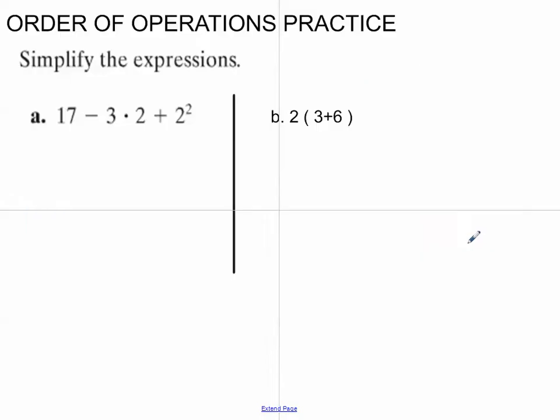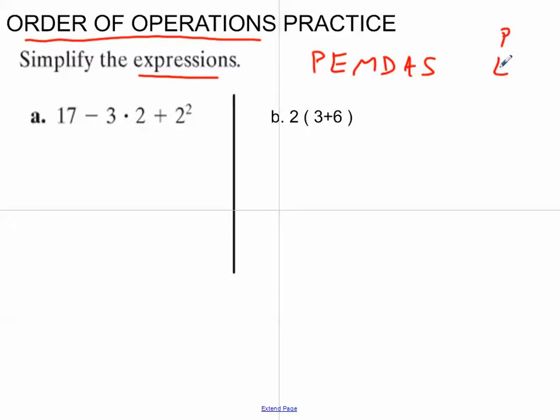So now let's take a look at an example, and remember we're looking at order of operations. Here's an expression. There's no equation because there's no equal sign, but we've got one side of an equation, and it's called an expression. We're going to simplify that. How do we do that? We've got to follow the rules: PEMDAS, please excuse my dear Aunt Sally.